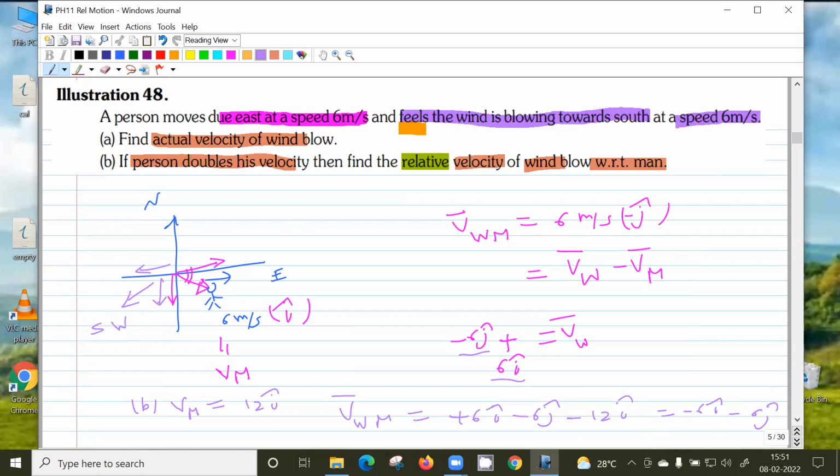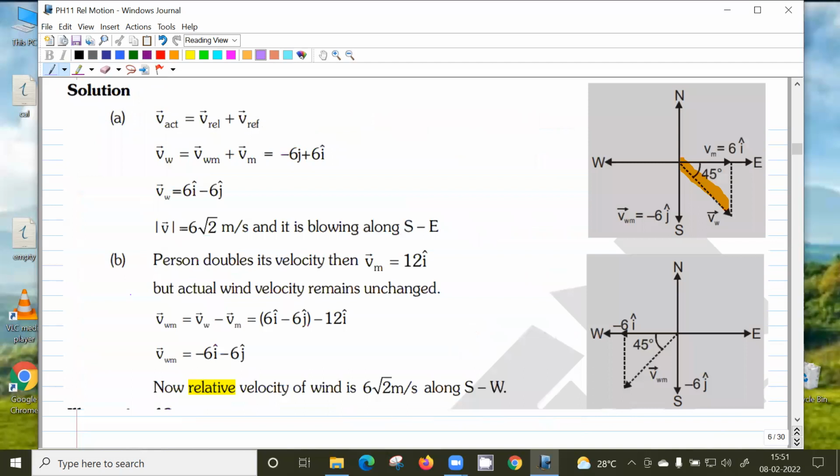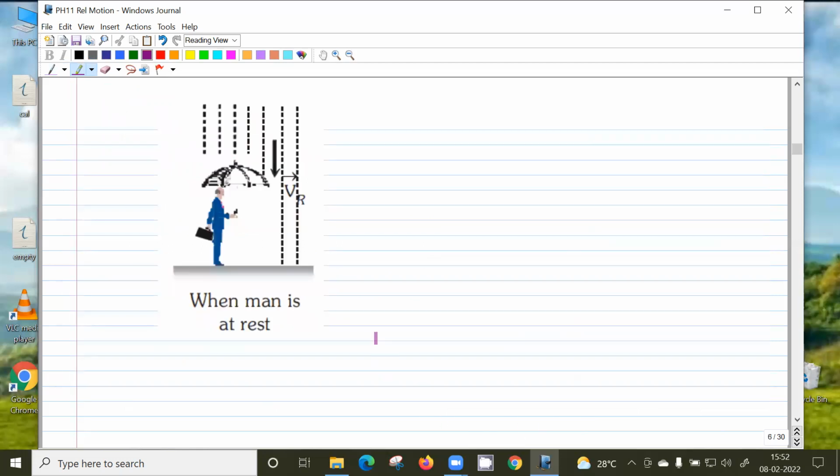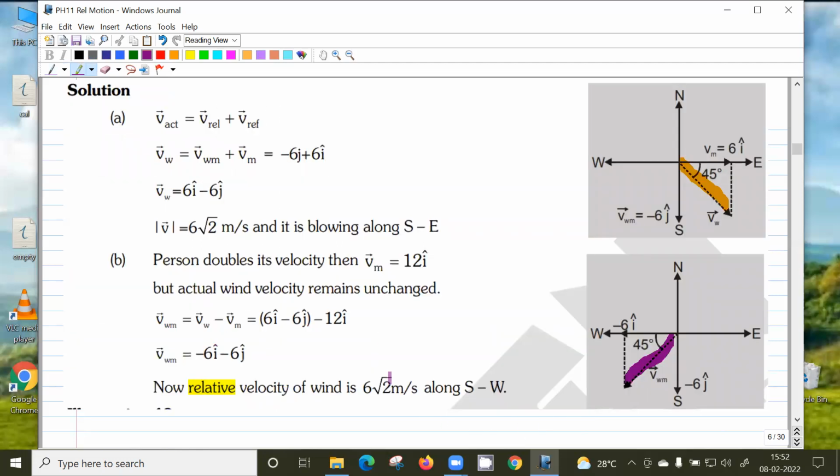Southwest. This is clear? Okay, southwest is exactly 45 degrees. It's in between south and west.